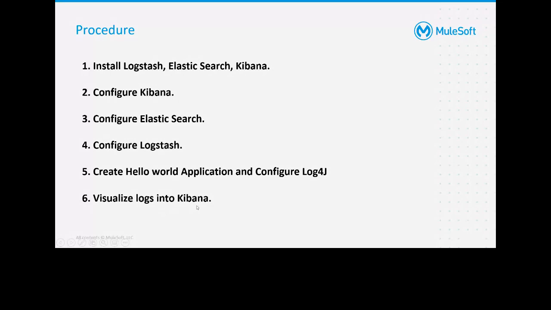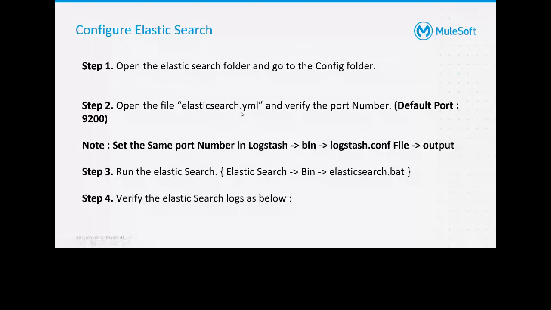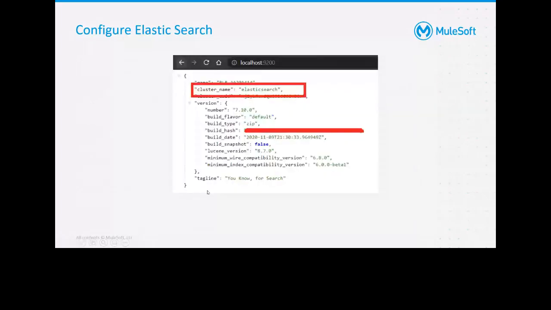Second is how we configured Elasticsearch. We went to the configure folder. We open the elasticsearch.yml, verify the port number, the default port is 9200, and set the port in the Logstash bin config file output. Okay, and then we run Elasticsearch, and it will be like that.